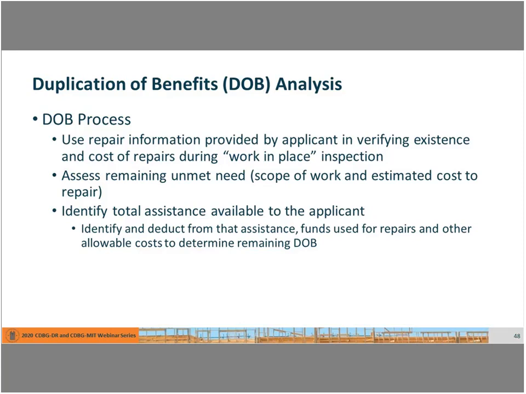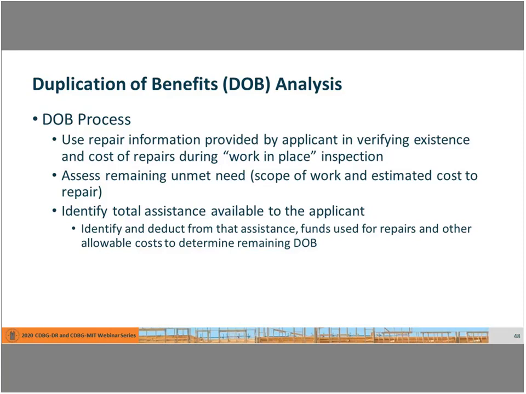Okay, so the DOB process. You're going to be using that information that the inspector brought back to determine what the work in place is and then what the remaining unmet need is. And then as part of the duplication process, you are going to subtract from the assistance received any legitimate things that have already happened, work that they've already done, or things that don't necessarily apply to your program but are legitimate expenses.